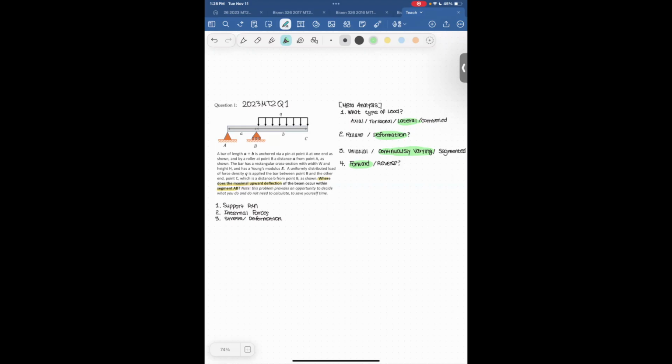A reverse question is basically asking the reverse. Like, this failed, or this is the deflection, what is the original length? What is the force? But in this question, they're only asking us about the maximal upward deflection. So this is a forward question.